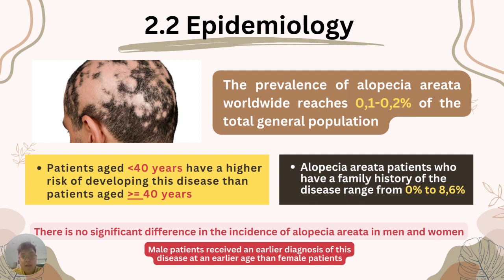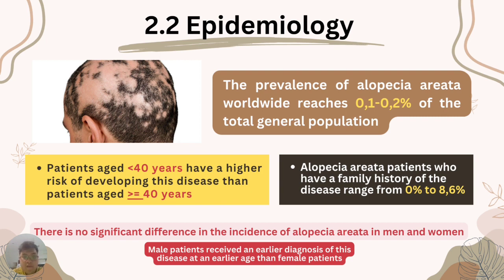I would like to present the epidemiology of this disease. Based on epidemiological studies, the prevalence of alopecia areata reaches 0.1 to 0.2% of the general population. A study proves that patients aged below 40 years old have a higher risk of developing it than patients aged above or equal to 40 years.